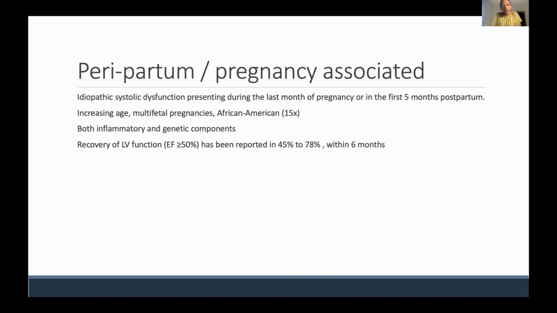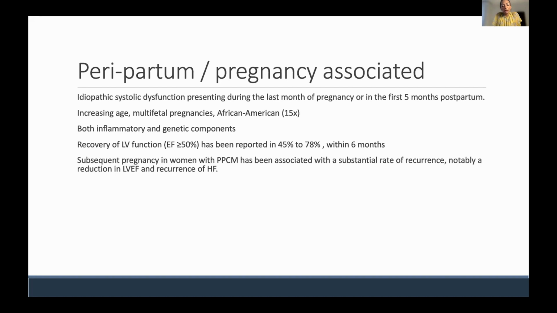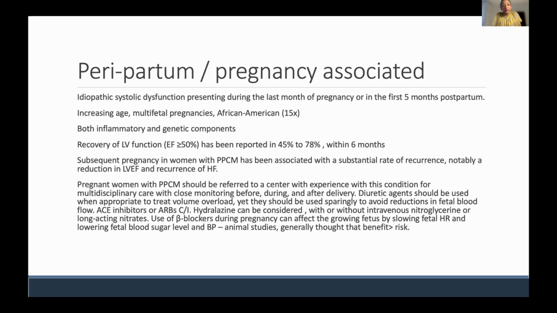Recovery of LV function has been reported in a majority of cases within 6 months or so. Subsequent pregnancy in these patients is associated with a significant risk of recurrence, including low EF and recurrence of heart failure. Pregnant women with peripartum cardiomyopathy should be referred to a center with experience with this condition. Multidisciplinary care is required with a high-risk OB team. Close monitoring before, during, and after delivery is recommended.